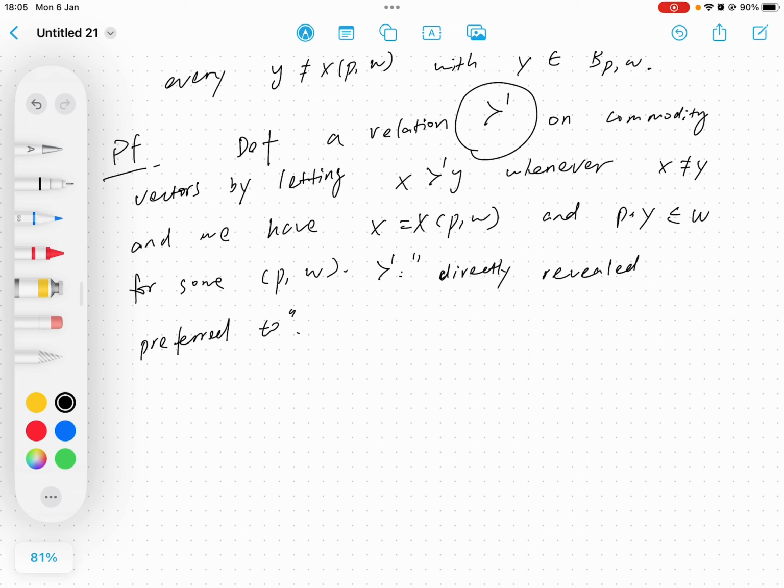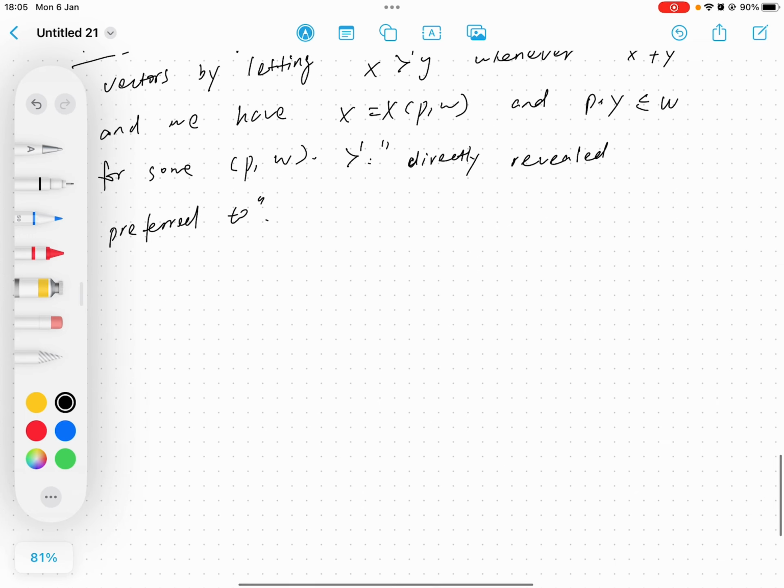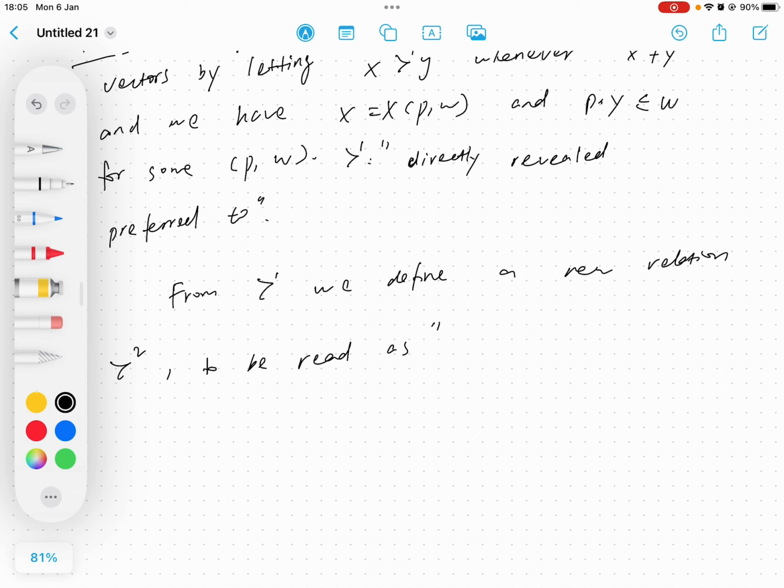All right. So from this relation number 1, we define a new relation, with 2, to be read as either directly or indirectly revealed preferred to.